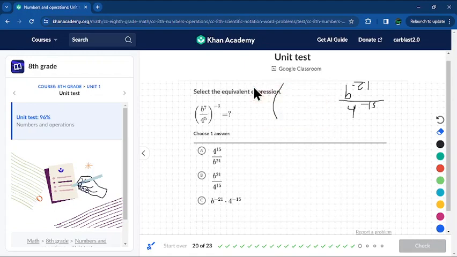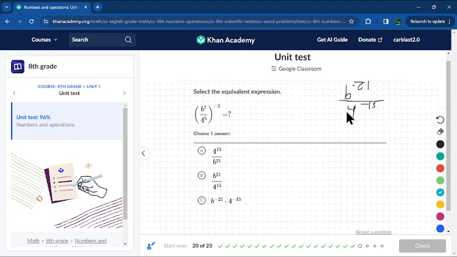get rid of everything. I want to erase this, please. There we go. So now what do you do? So we have, we'll write this in blue, b to the negative 21st over 4 to the negative 15th.